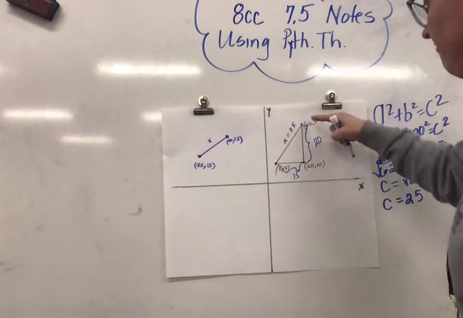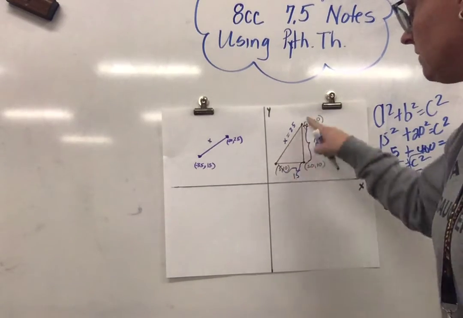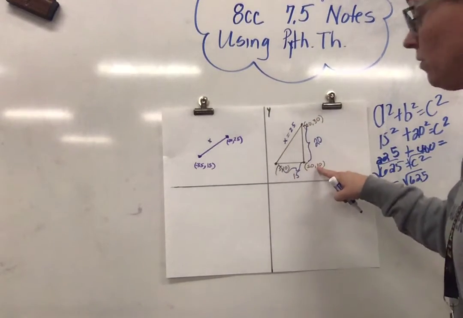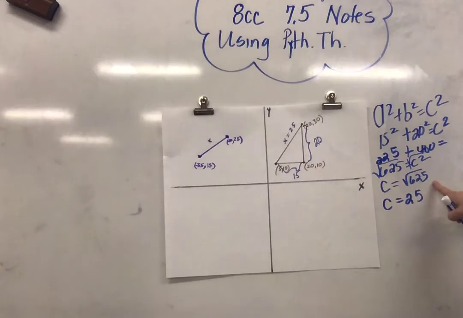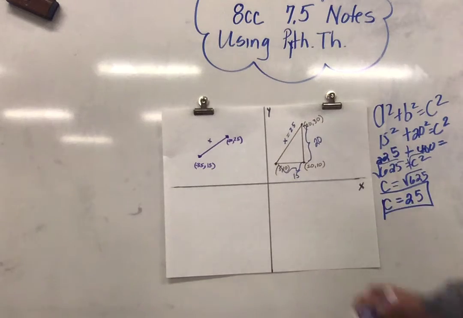So I've gone ahead and found the distance of the two legs by subtracting the ordered pairs, and then I used the Pythagorean theorem to figure out that the hypotenuse is 25.